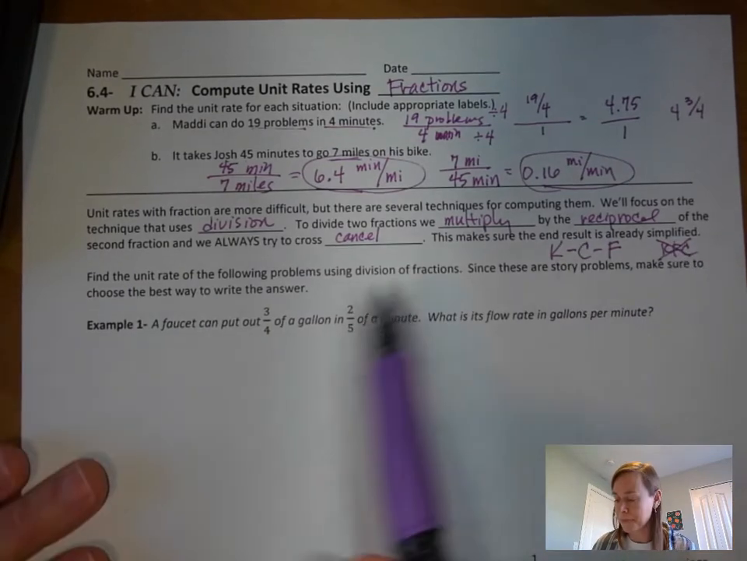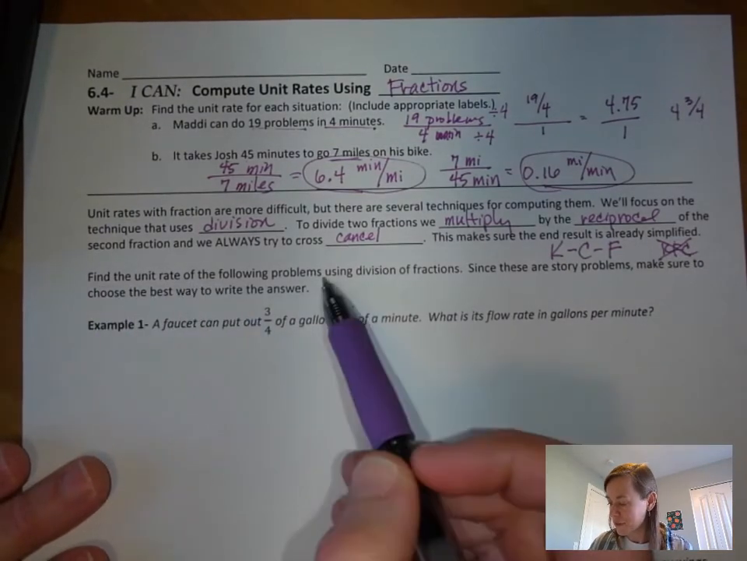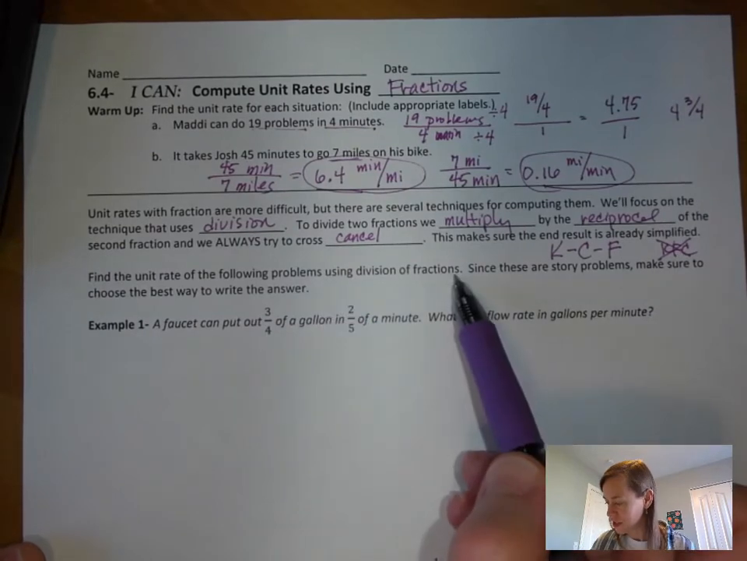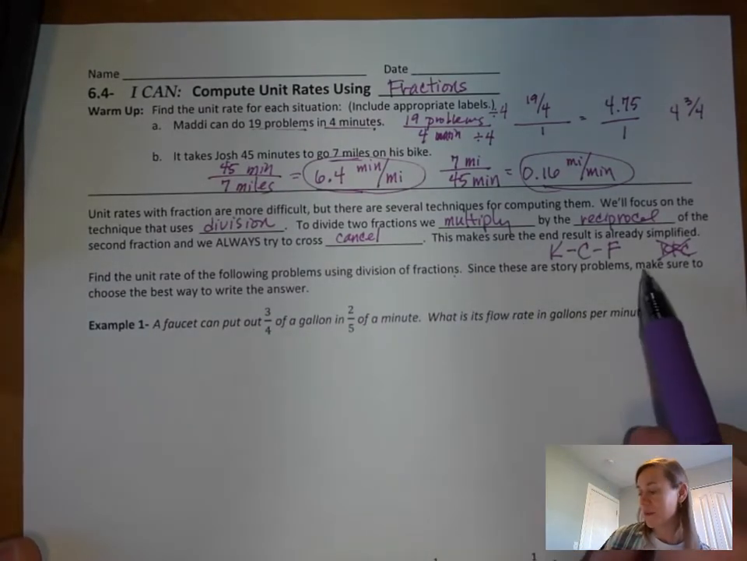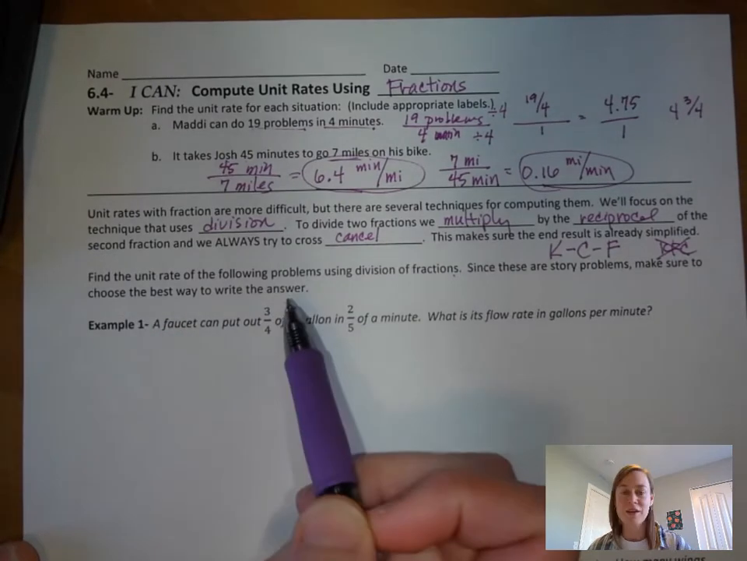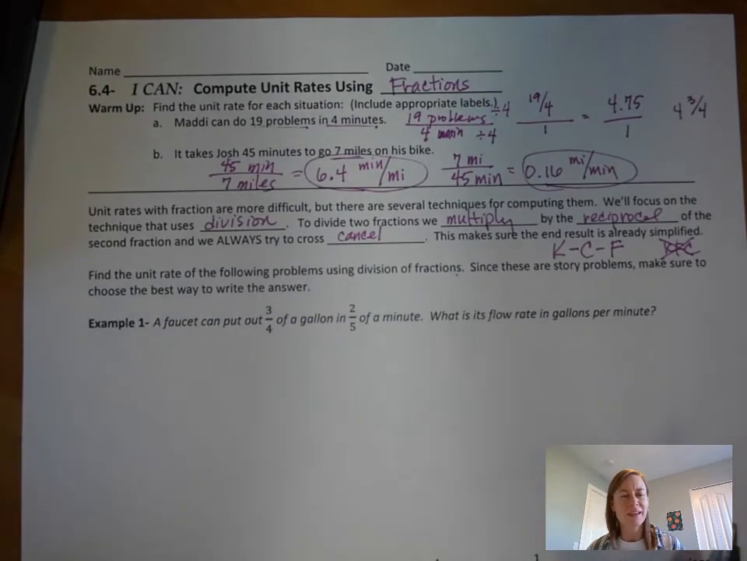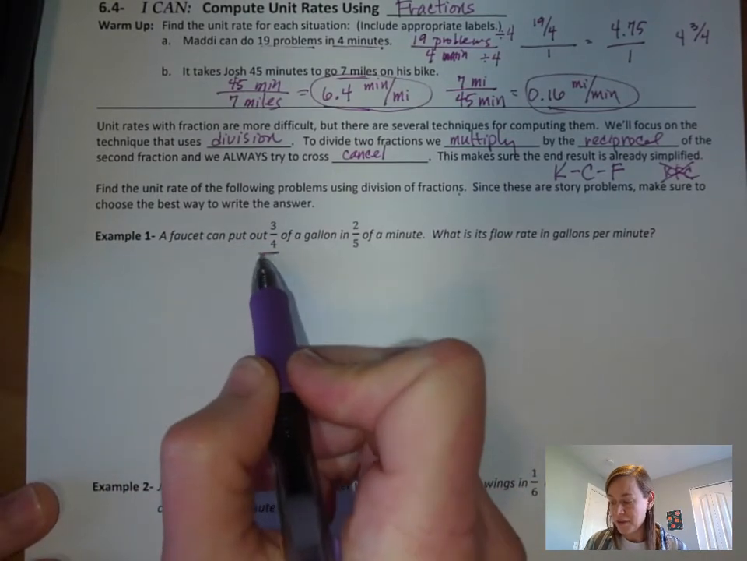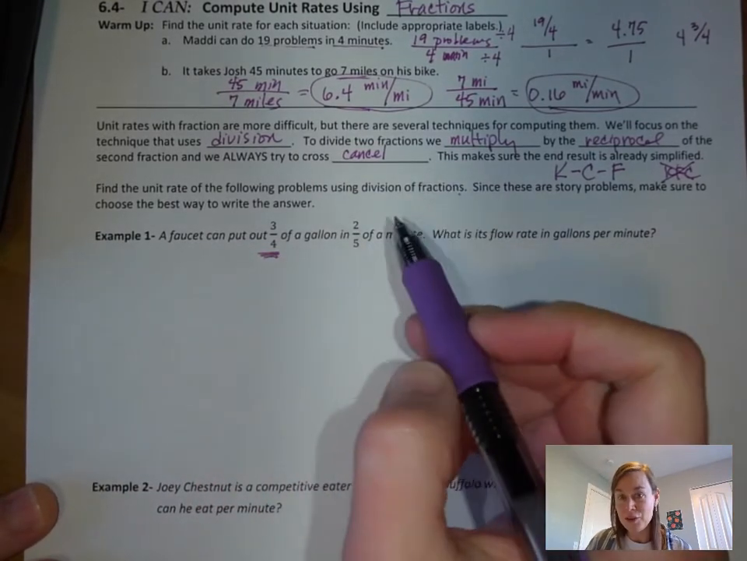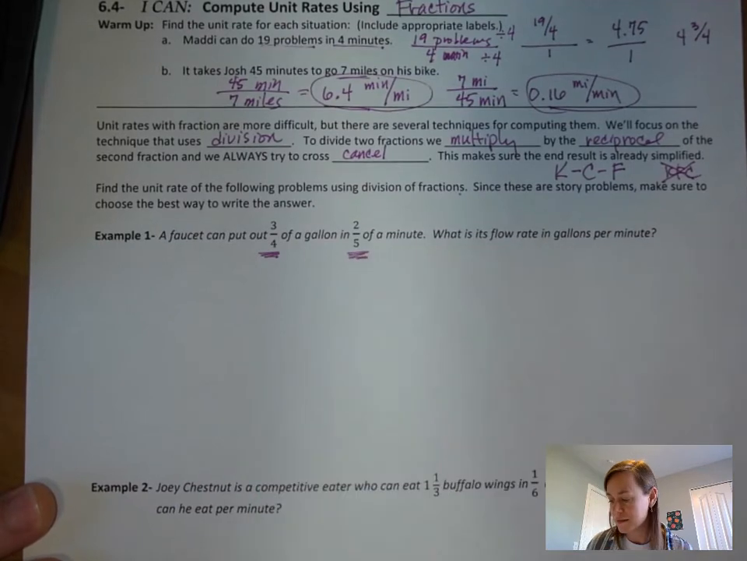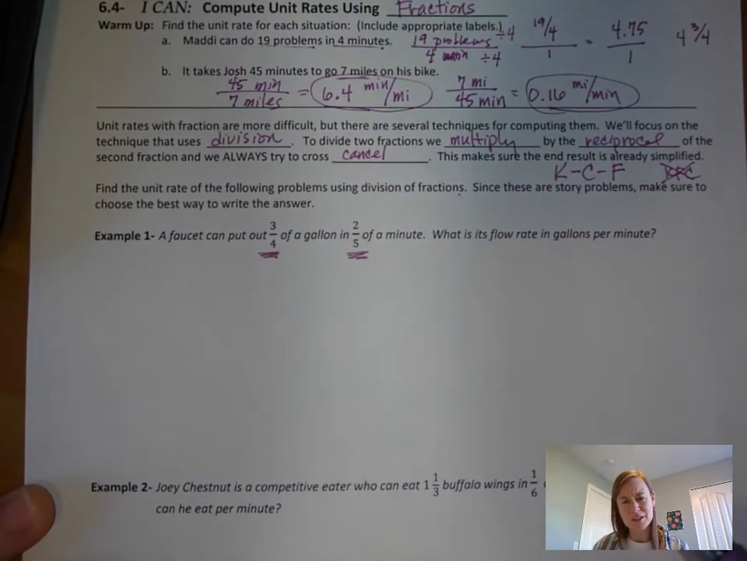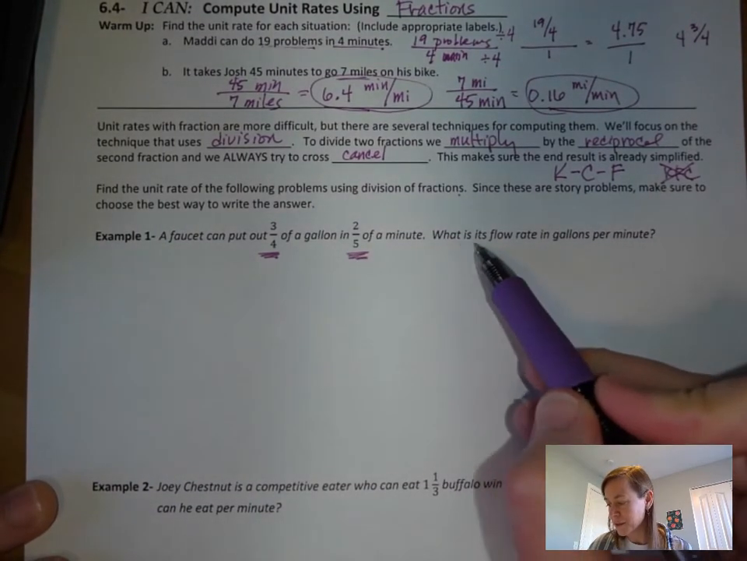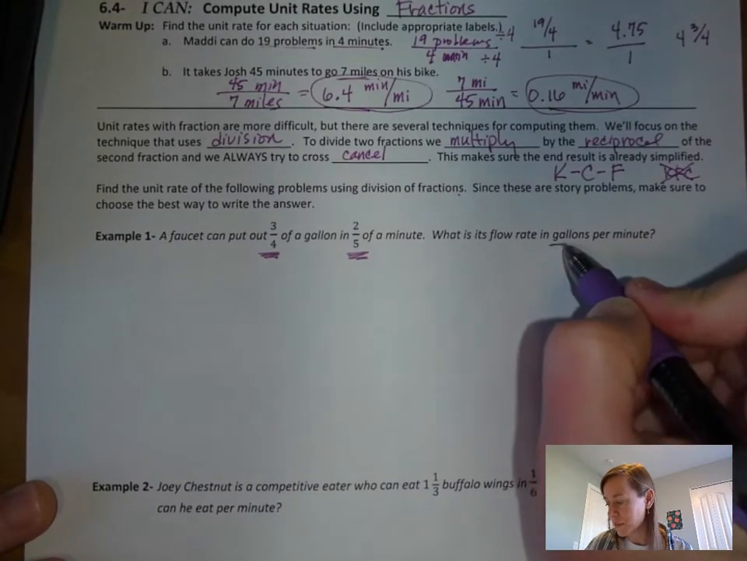Let's keep going. It says find the unit rate of the following problems using division of fractions. Since these are story problems, make sure to choose the best way to write the answer. Okay, let's read example 1. A faucet can put out 3/4 of a gallon in 2/5 of a minute. Okay, what's the question they're asking? What is the flow rate in gallons per minute?